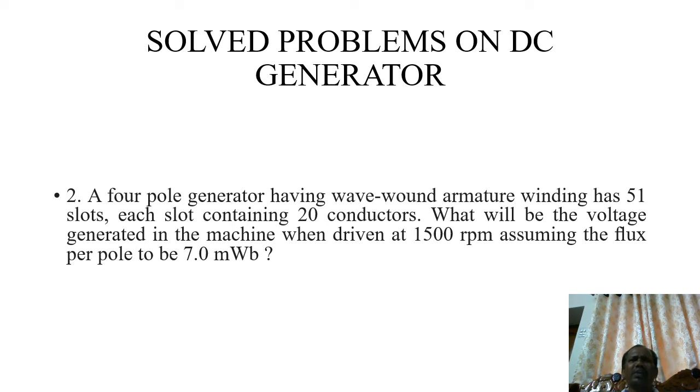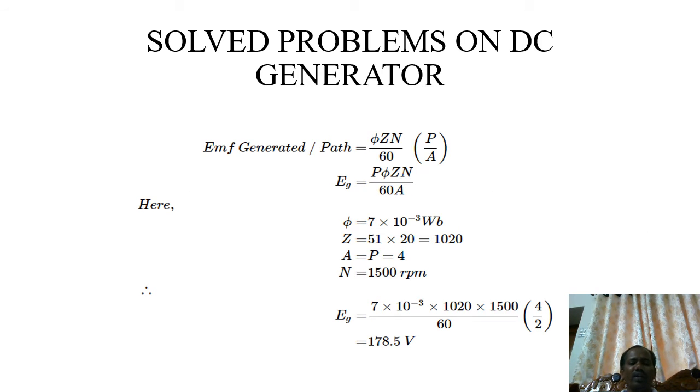First note all this given data, and then write the equation according to the problem's condition. The equation is Eg is equal to phi Z N by 60 into P by A. You can substitute all the given data and you will get the generated voltage in the machine, that is, the generated EMF per path. Eg is equal to P phi Z N by 60A.